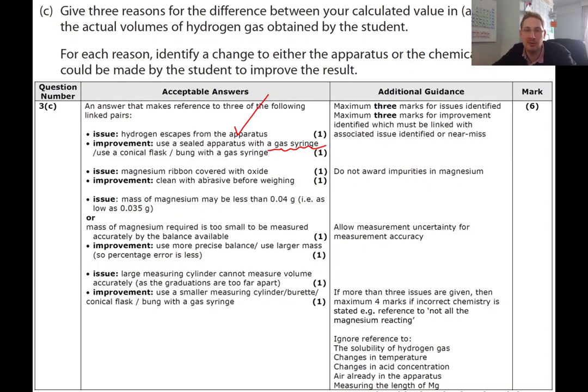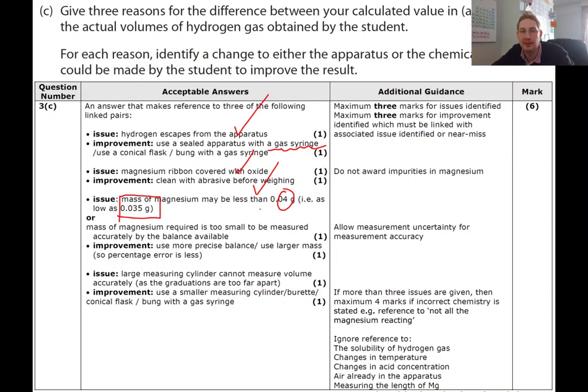Issue: magnesium ribbon covered with oxide. Yeah, that's the impure magnesium. So clean it with an abrasive before you weigh it. The magnesium may be less than 0.04 grams. Yeah, basically a huge source of error here.